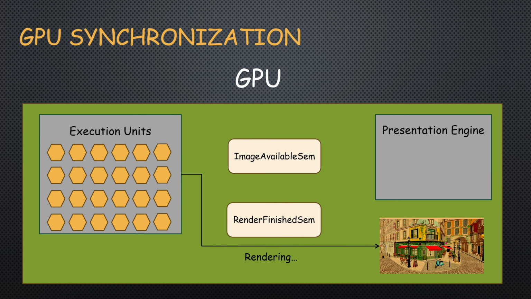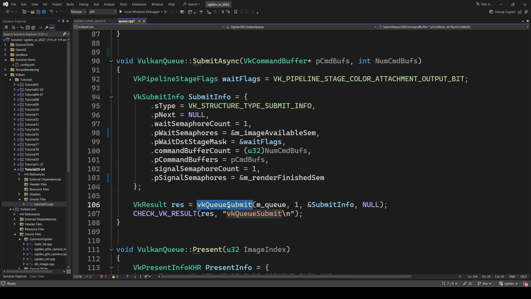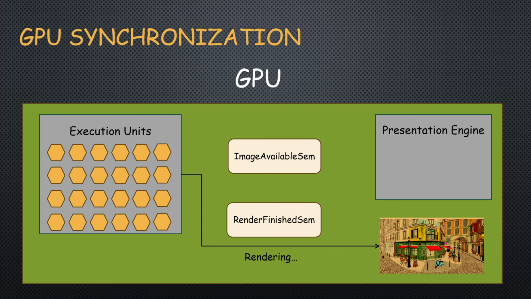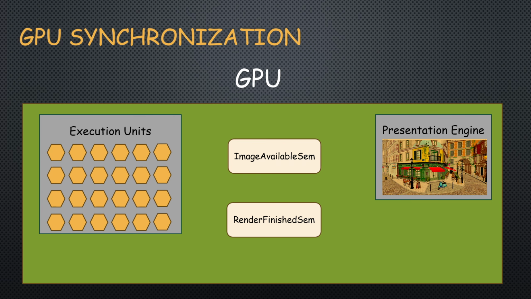The other half is handled by the second semaphore. This semaphore is provided to the queueSubmit and queuePresent functions. The execution unit signals this semaphore when they finish rendering into the image, and the presentation engine waits on this semaphore before it starts presenting the image.